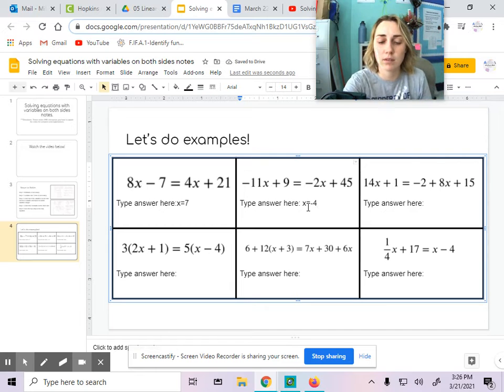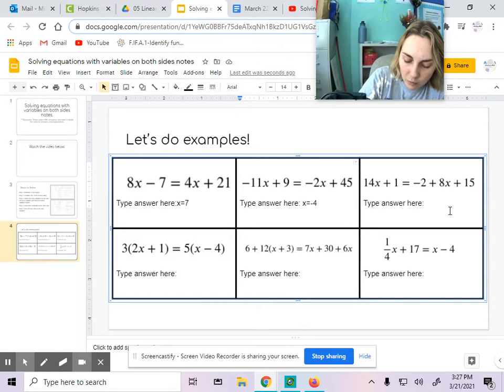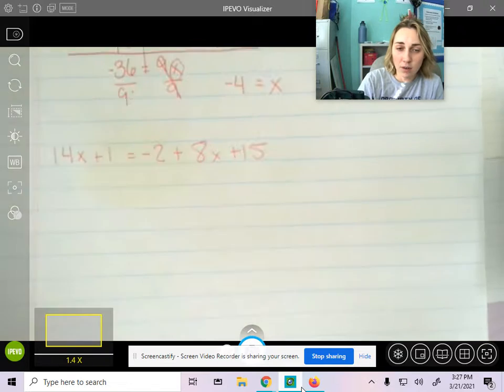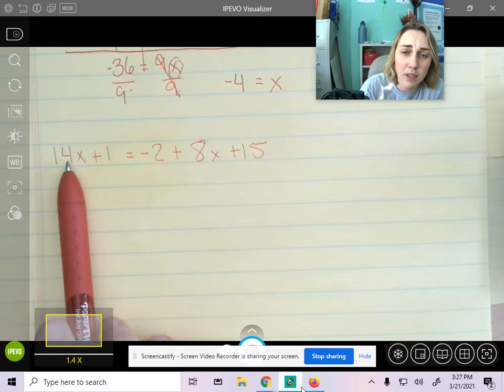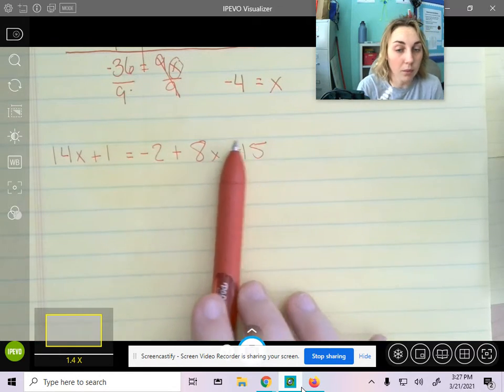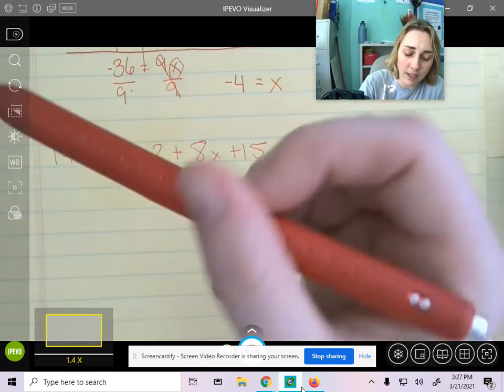Okay, next one. All right, so in this next problem we have here, this one right here, we will actually have to combine like terms first before we can do the other stuff. So we don't have to do the distributive property yet, but we will have to combine like terms before we can do this problem. So you need to figure out, well, which side do I need to combine like terms with? Well, on this side, I'm good. 14x and plus 1, those are not like terms, so I can't combine any of them. But if I look on this side, well, I have a negative 2 right here, and 15 are like terms. So I do need to combine those first.